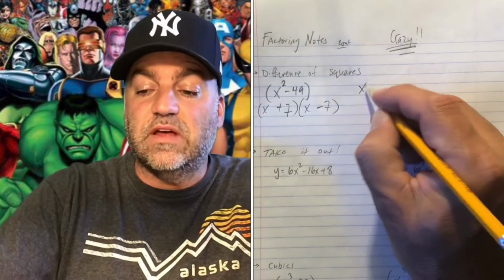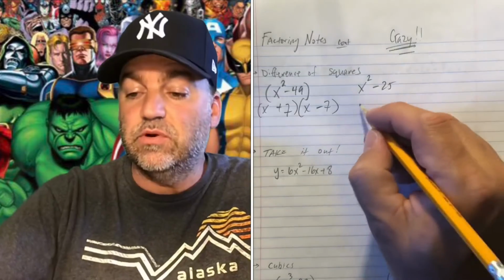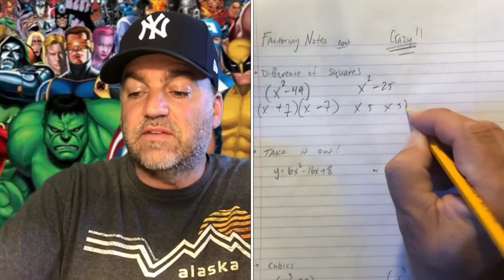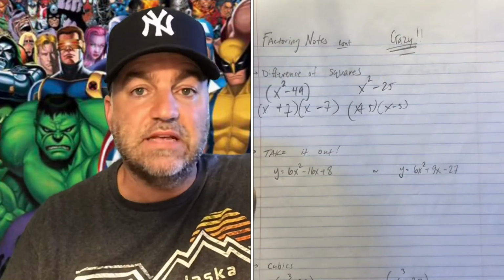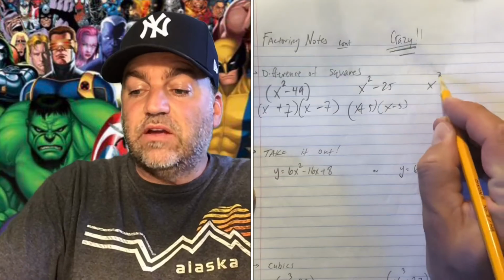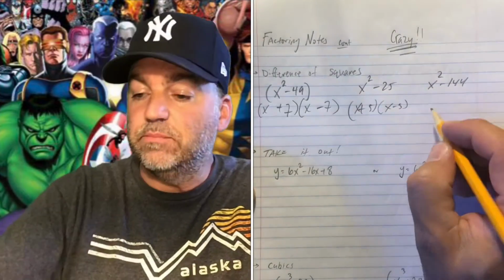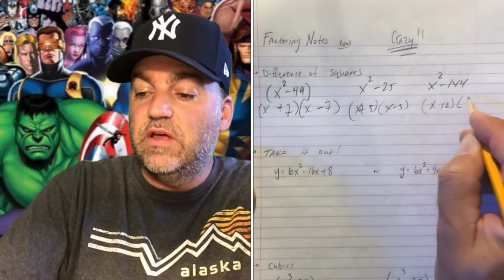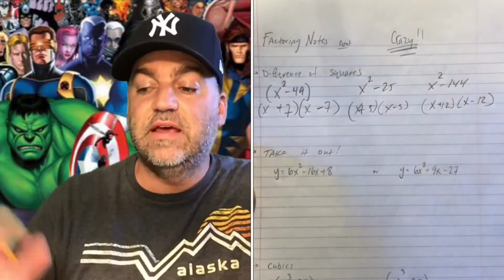So let's do this: x squared minus 25. Isn't that an easy one too? x and 5, with one plus, one minus, and we're set to go. We could make this easy, right? So let's do x squared minus 144. Now that's pretty simple again. x and 12, one plus, one minus, and we have it done.